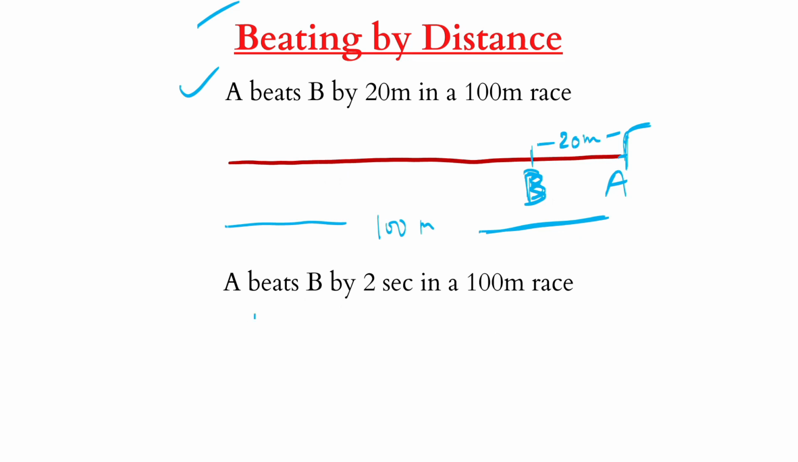Now A beats B by 2 seconds in a 100-meter race. The same thing, but instead of distance, we have to take the time. A beats B by 2 seconds means A must finish the race first. By the time A finishes the race, B will be at some point, and from that point till the finish line, it will take 2 seconds to finish the race, right? So the time difference will be 2 seconds. In the first case, the difference is 20 meters, but here the time difference is 2 seconds. That's the basic difference between beating by distance and beating by time.